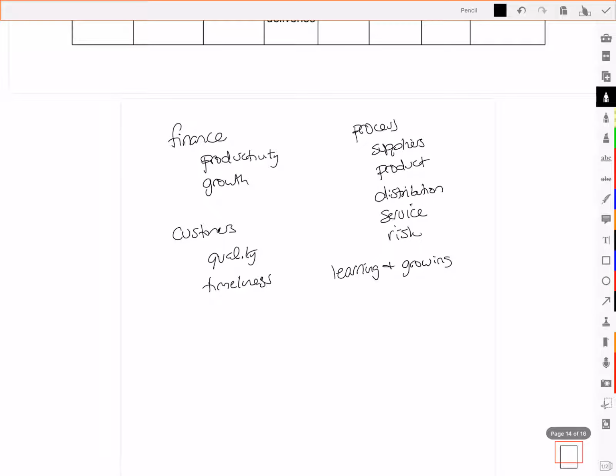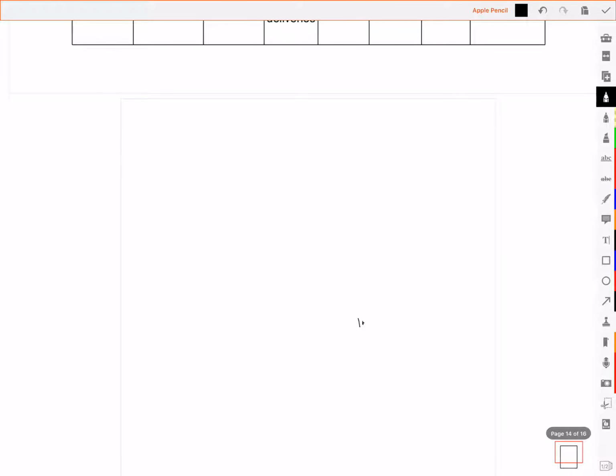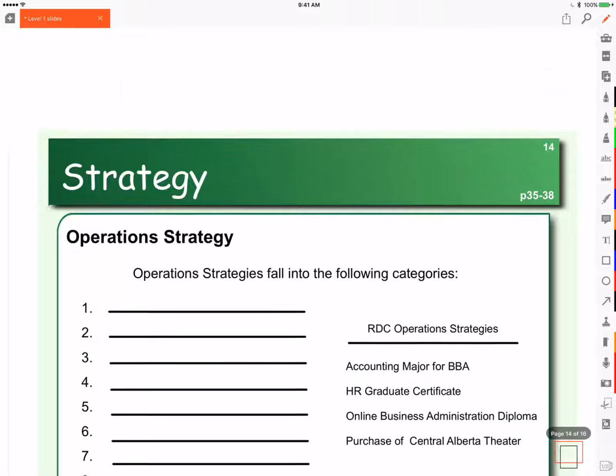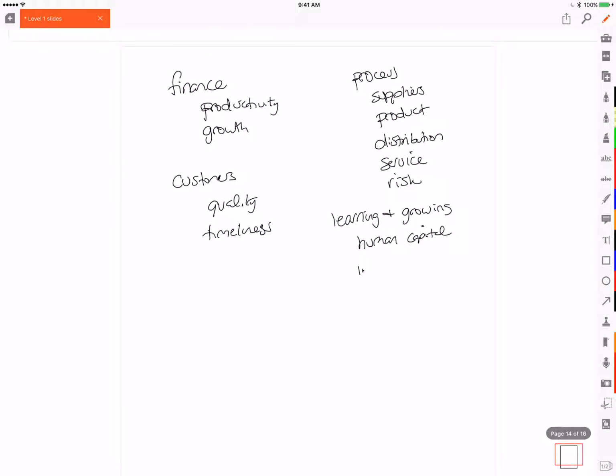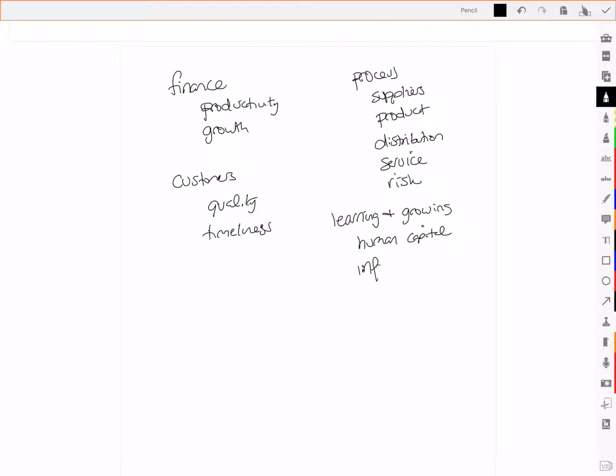Not growth in terms of expanding the business and selling more product, but learning and growing in terms of our human capital. So the knowledge, experience, training of our workforce. Information capital. So how to make our products and provide our services. So do we have new and better ways to make things? And it might be organizational capital, related more towards the structure of our company.